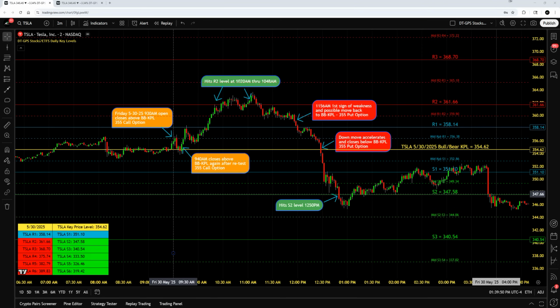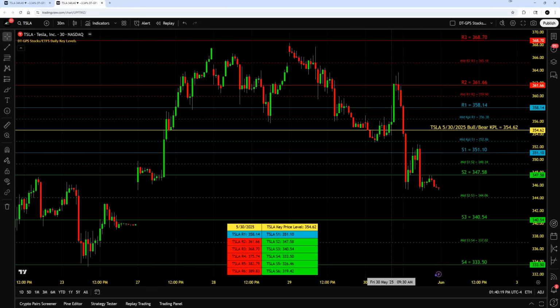And a good thing to do once you see the levels at 9 a.m. is to also look at a longer time frame to get an idea of the previous days' levels in relationship to today's bull bear KPL. That's the bull bear key price level for today's session, which for this chart is Friday, May 30th, 2025. So we'll go ahead and do that now and look at a 30-minute chart.